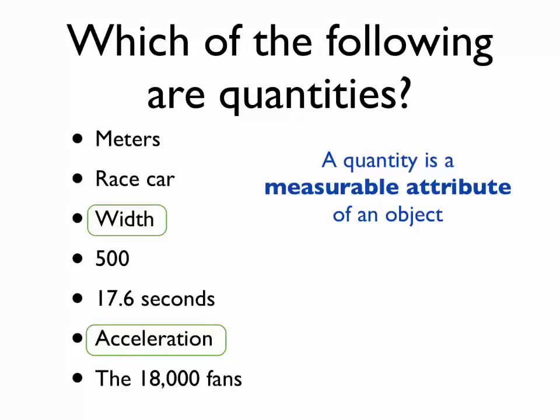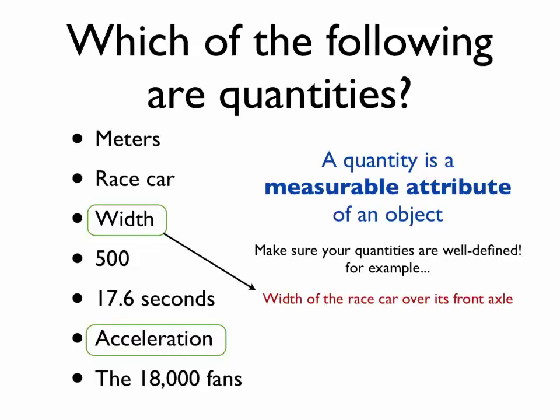Okay, so this is the moral of the story. A quantity is a measurable attribute of an object. And remember we said we want to make sure they're well defined. So this width and acceleration, not well defined. So let's make it better. Width of the race car over its front axle. There's a good, well-defined quantity. And acceleration of the race car during the first lap.